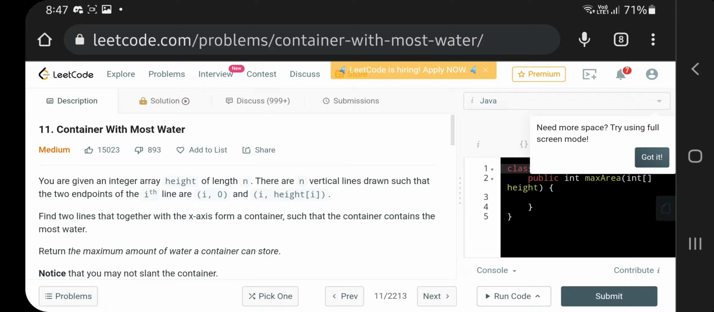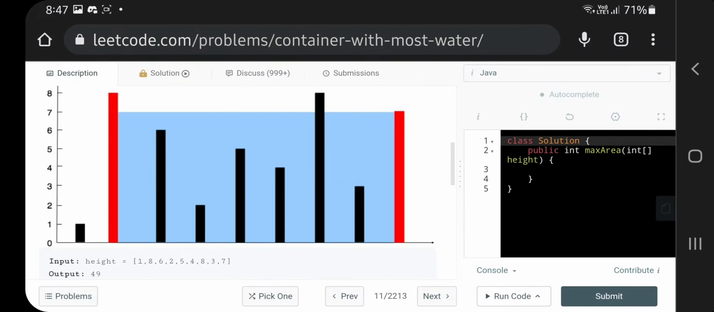So we have been given an integer array, heights. That's the first thing which has been given. Heights is an integer array of length n, meaning n elements are there. These n vertical lines are drawn with two endpoints, i comma 0 and i comma height of i. If I show you the example, that will be more understandable.